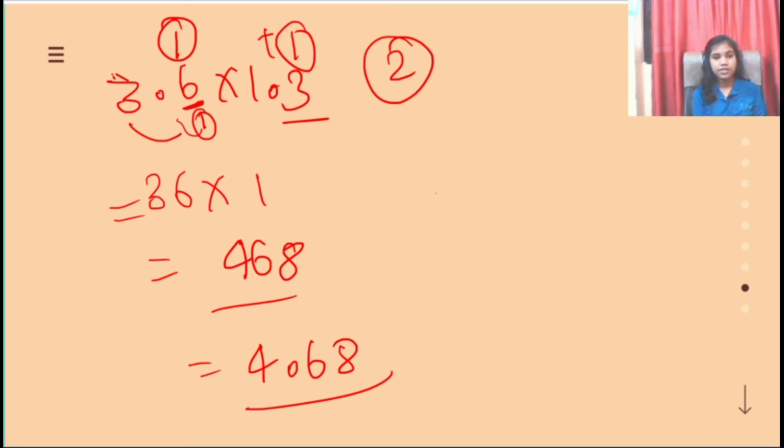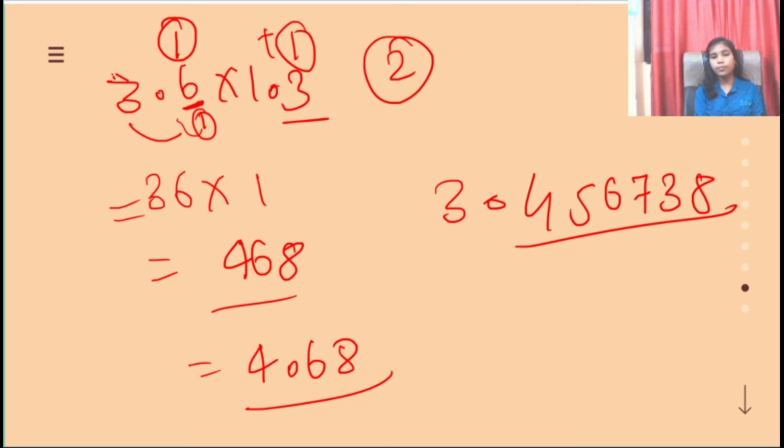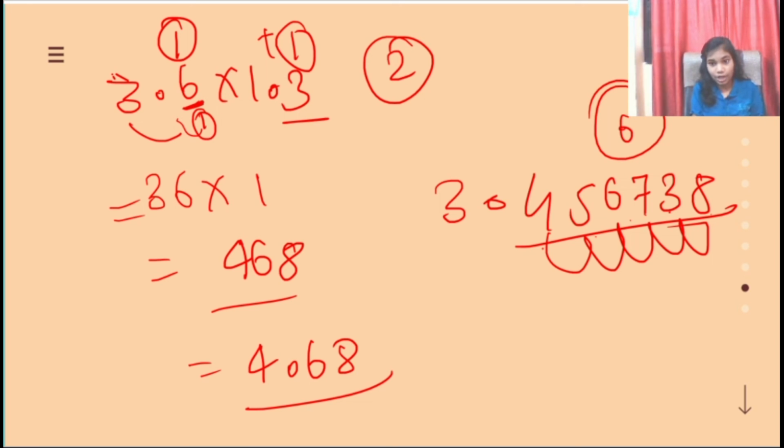For example, if I have 3.456738, how many numbers are right of the decimal point? Okay, it has 1, 2, 3, 4, 5, 1, 2, 3, 4, 5, 6. It has 6 places after the decimal point actually, right? So what was the first step? Ignore the decimal sign, multiply it as a whole number. That was your second step. The third step basically states that just count how many numbers are on the right side of the decimal point.